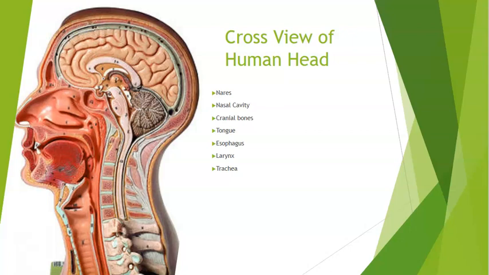This is the cross-section of the human head. As you can see the nares, the nasal cavity, the cranial bones, the tongue, the esophagus, the larynx, and the trachea. As you notice with the brain, there is a thin layer between the nasal cavity and the brain that is the cranial bones. This is where a basilar skull fracture can happen. Basilar skull fractures or suspected basilar skull fractures are a contraindication for NG tube placement.